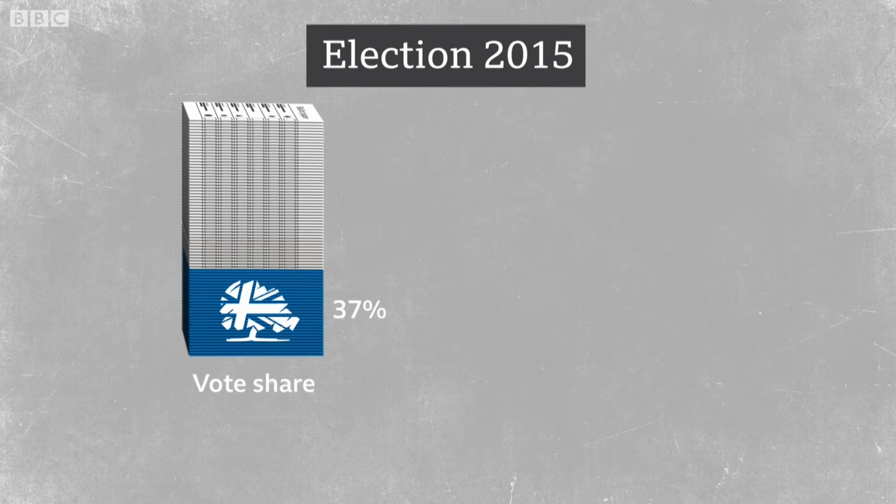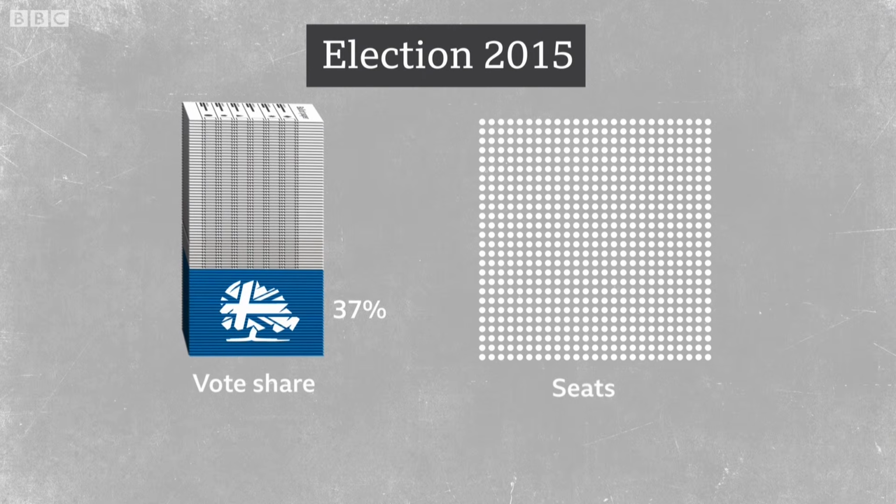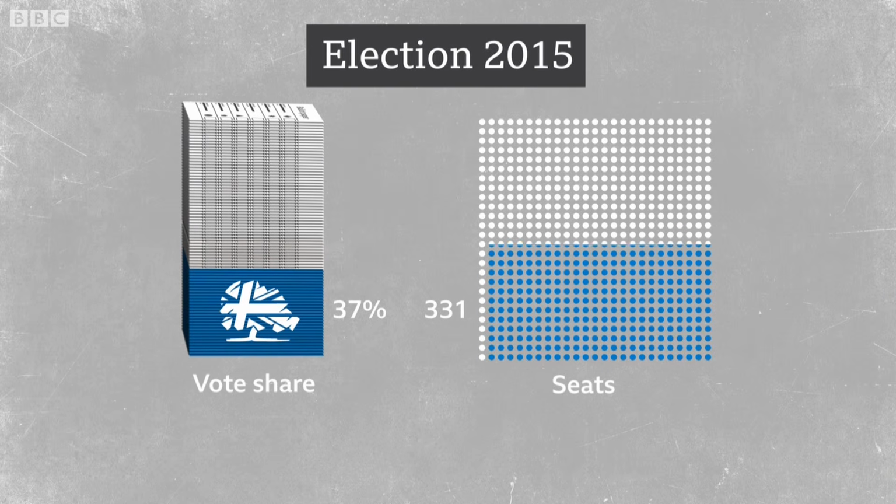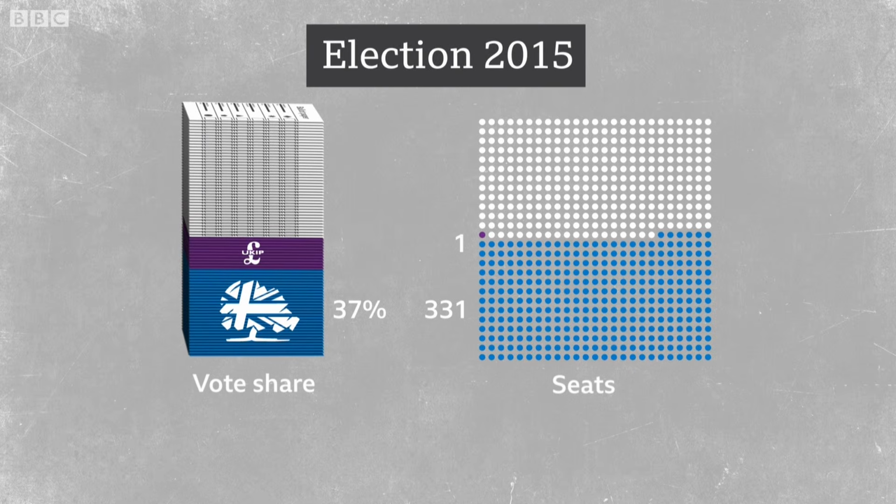Take the 2015 general election. Conservative Party candidates got 37% of votes across the country, but it still ended up with over half the seats in Parliament. UKIP, on the other hand, only got one seat in the House of Commons, despite a national vote share of almost 13%. But whichever candidate does win on election day, they're supposed to represent everyone in their constituency, and not just the people who voted for them.